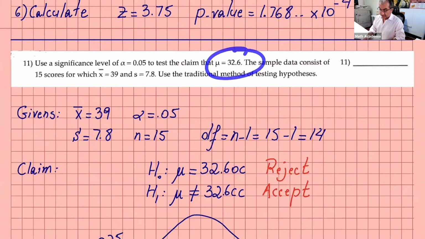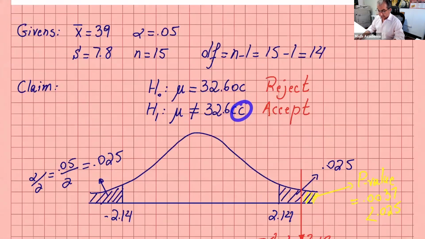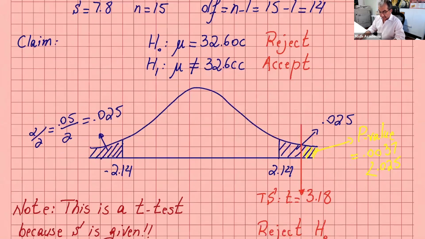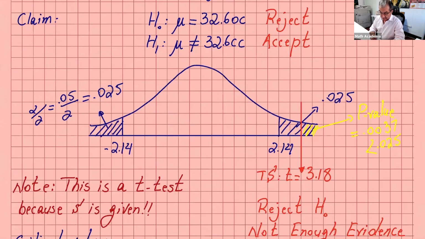The claim is already given here. So you write that, and we know that's the original claim. We have an equal sign, so that's H0. H1 is going to be the complete opposite or complement, not equal to, and that's going to be the counterclaim. Again, two-tail test. So you divide alpha by 2, 0.05 over 2, you get 0.025.